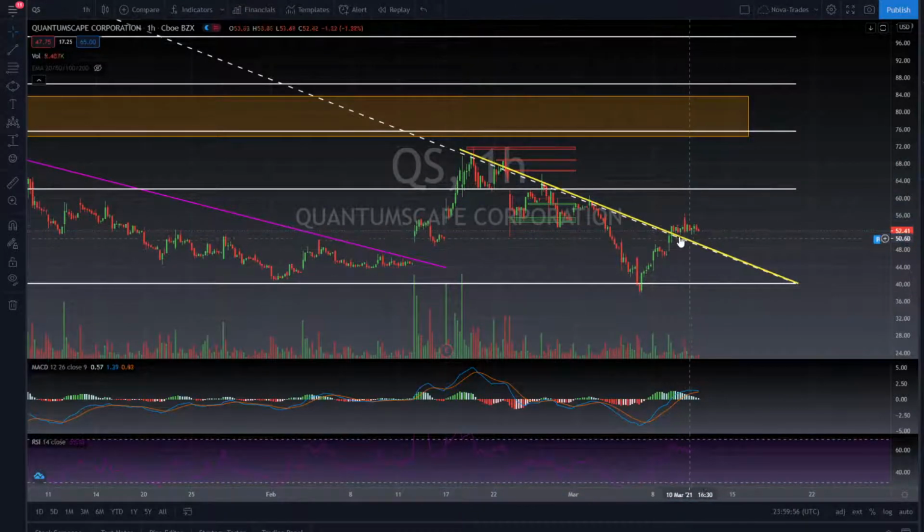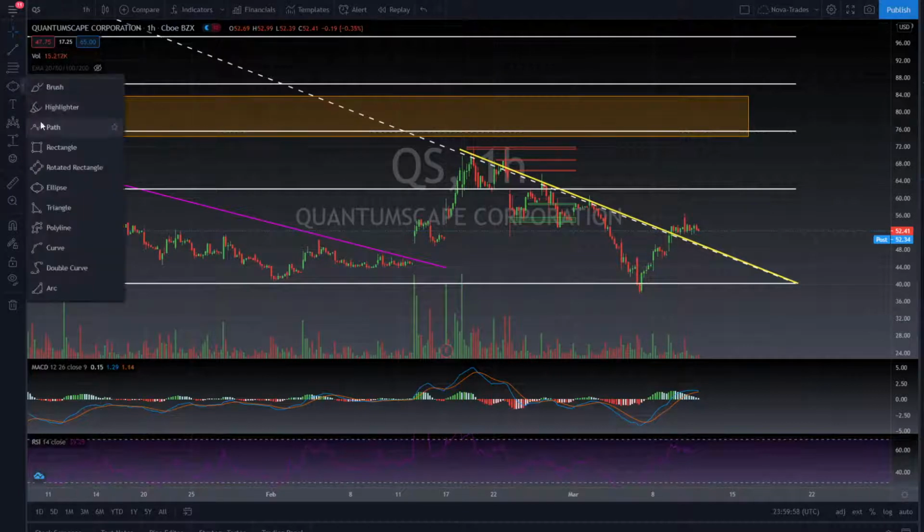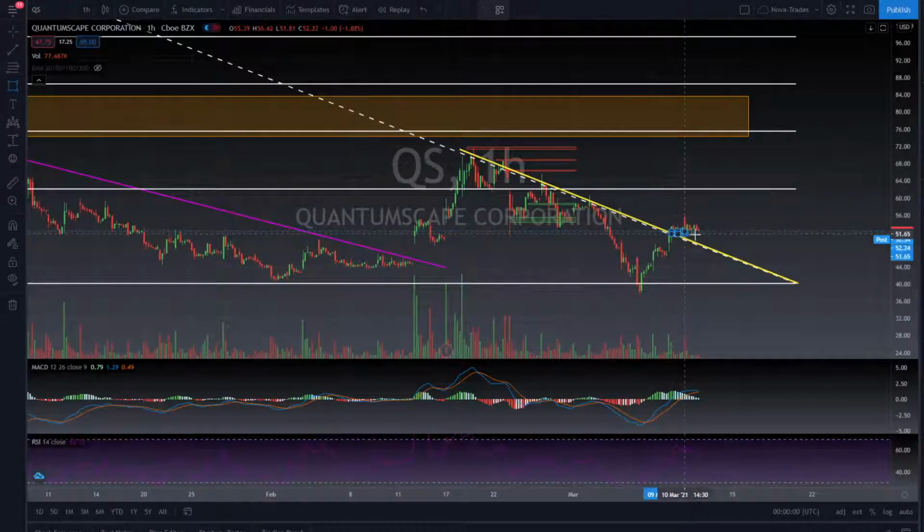Yeah, it never tested this downtrend. So it might come test the downtrend before we see any real continuation. But it does have this massive gap right here, which is really nice, and it did consolidate for the majority of the day. So it doesn't look too bad. It doesn't look super good, but it doesn't look terrible. It might test that downtrend before it makes any big moves.